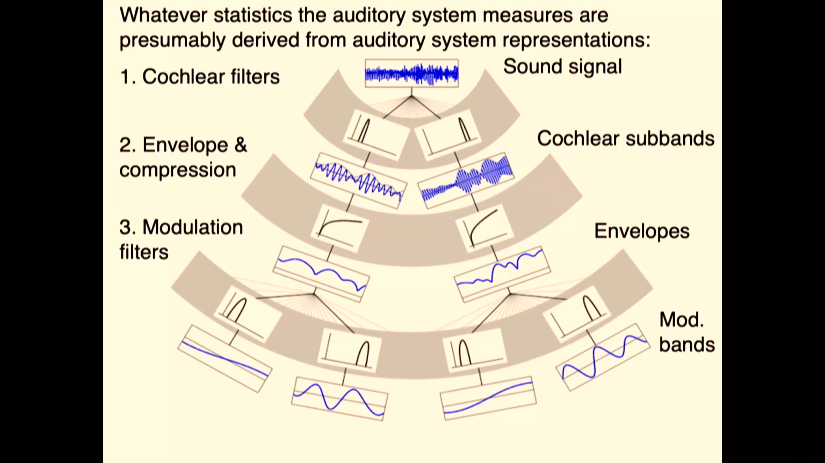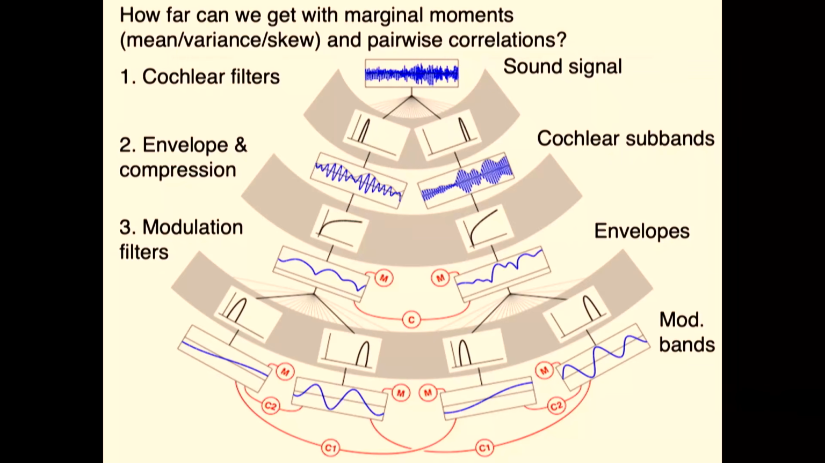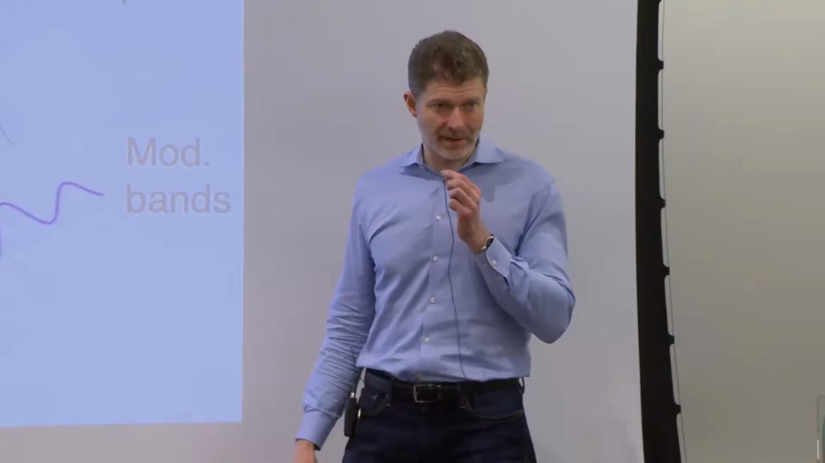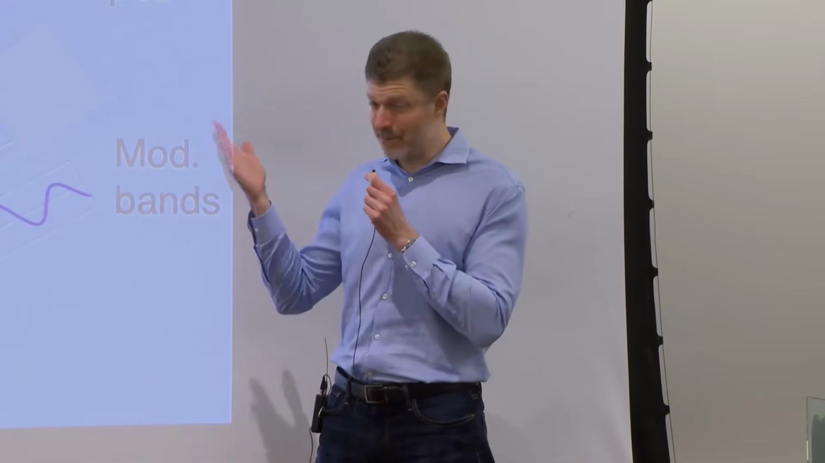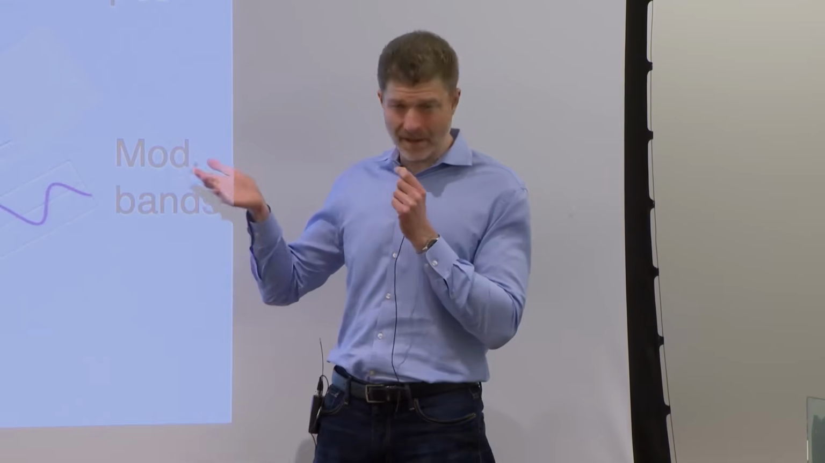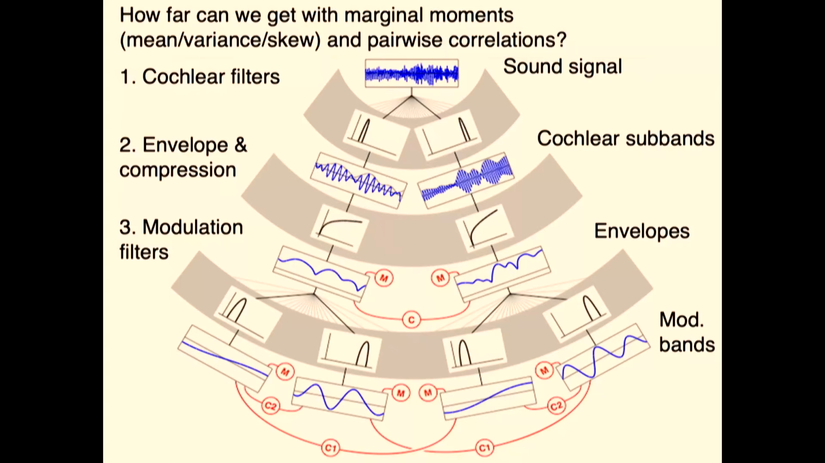Okay, so one idea is, well, maybe we can take this pretty standard model of the front end of the auditory system and measure some statistics from those representations. Okay? And so here again, the M stands for marginal statistics, or in particular moments, so things like the mean and the variance. The C stands for correlations.